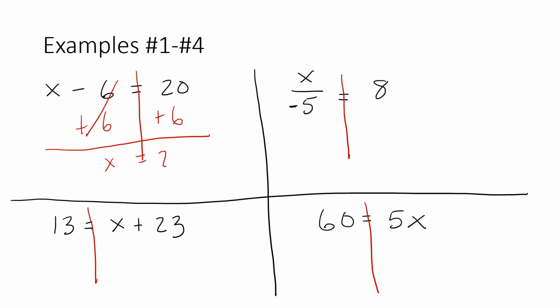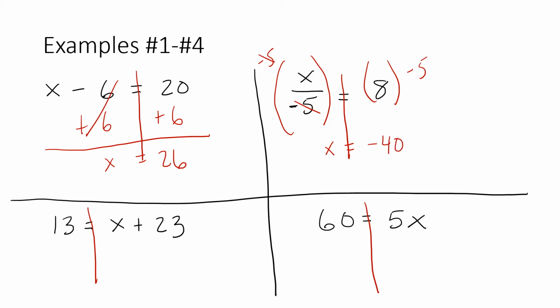X equals 26. Over here on my second problem, I have x divided by negative 5 equals 8. X is on the left, and I'm right now dividing x by negative 5, so I need to do the opposite of division, which is multiplication. So I'm going to multiply both sides by negative 5. On the left side, the negative 5's cancel and just leaves me with x. And on the right, 8 times negative 5 is negative 40.